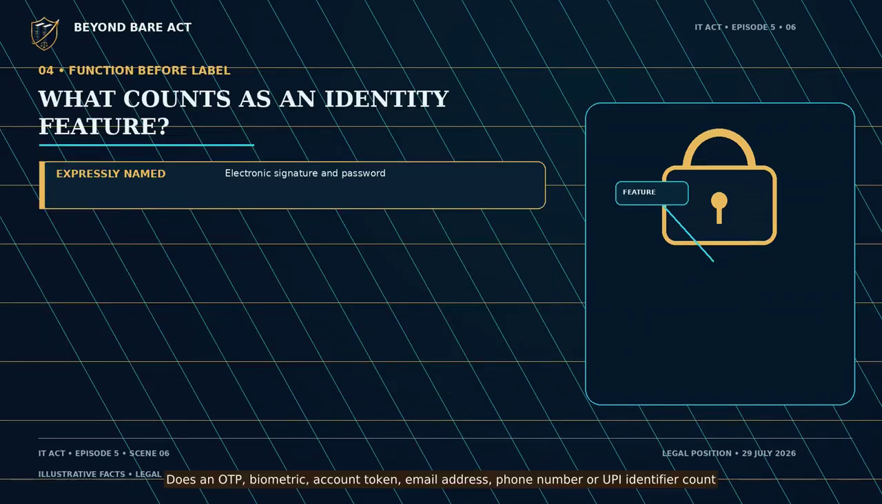Does an OTP, biometric, account token, email address, phone number, or UPI identifier count as an other unique identification feature?